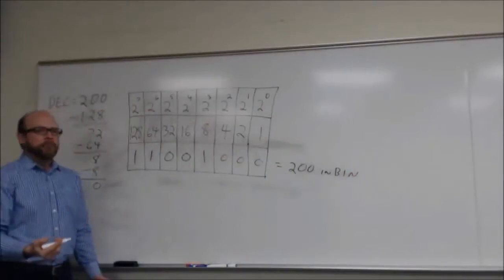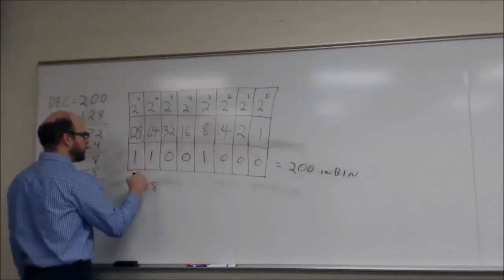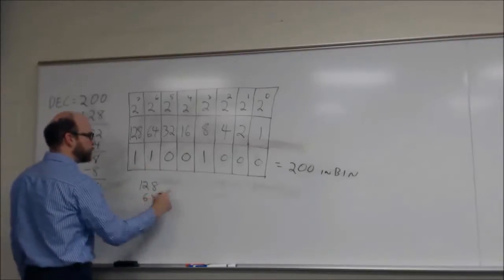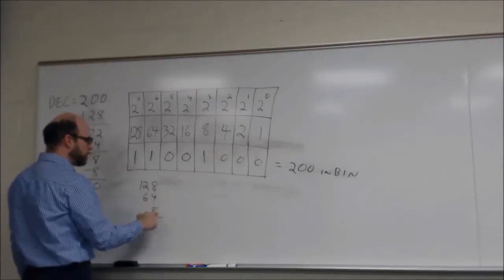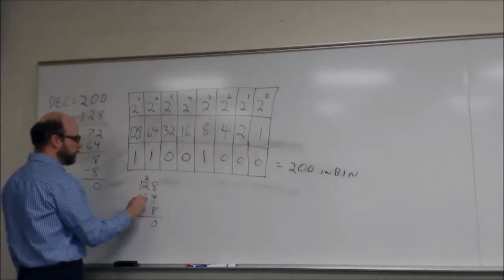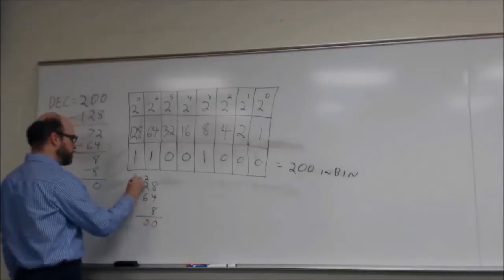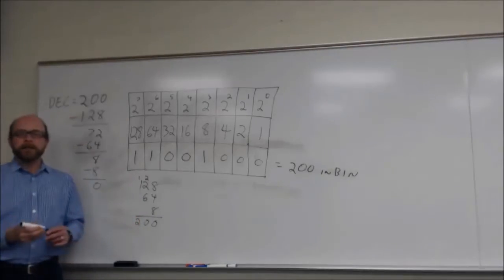And again, we can verify our math. We can check by going 128 plus 64 plus 8. 8 plus 4 is 12, plus 8 is 20, 0, 2, 2 plus 2 is 4, plus 6 is 10, 0, 1, 200. So there you have it. That's how you can convert from decimal numbers into binary numbers.